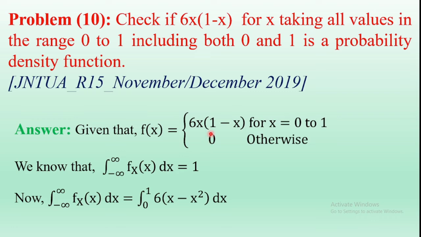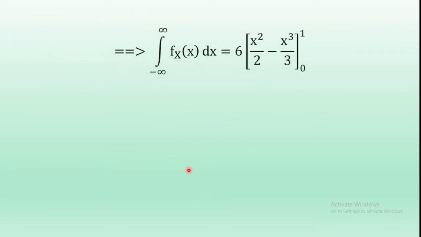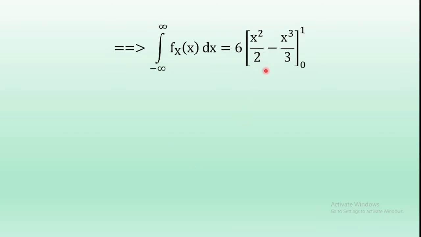Here fx of x is 6 into x into the bracket term, so 6 into x minus x square dx. 6 is a constant, so it is written before the integration. Integral of x is x square by 2. Integral of x square is x cube by 3, over 0 to 1.